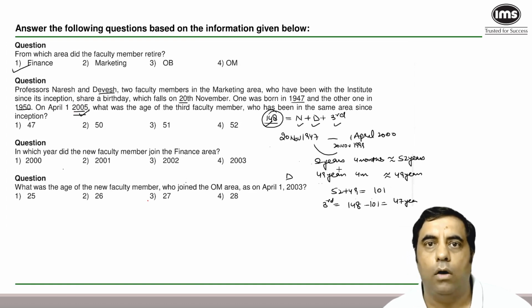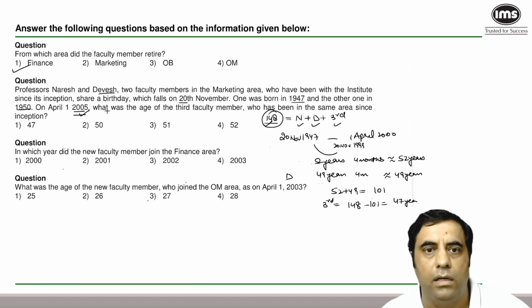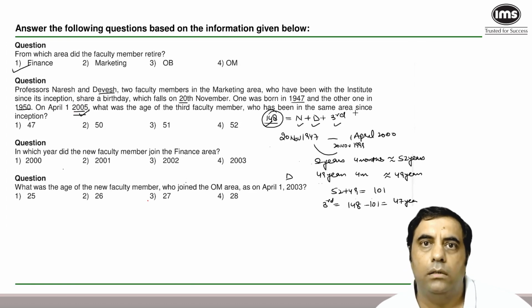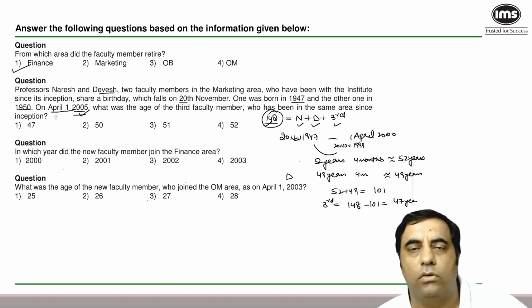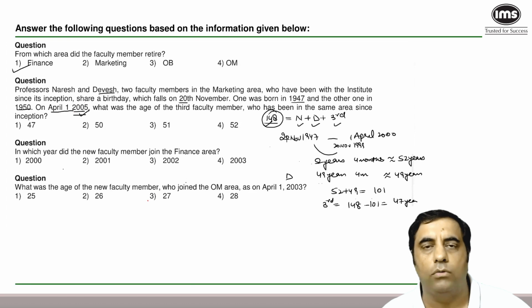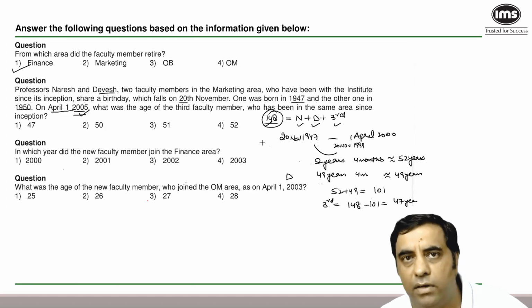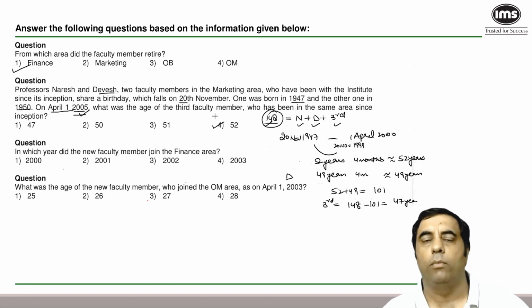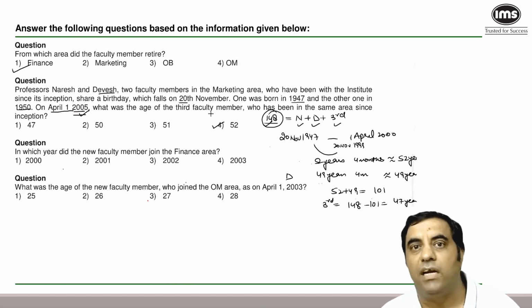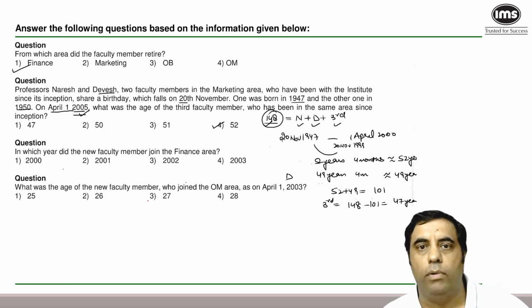Now the question says, what was the age of the third faculty who was there since the inception as on 1st April 2005? So I know on 1st April 2000, it was 47 years. 2005 will be exactly 5 years more than that. So 47 plus 5 is going to be 52, and that is going to be my answer. Because they have stated completed years, we have to take it this way, right? So this is how we're able to solve this.